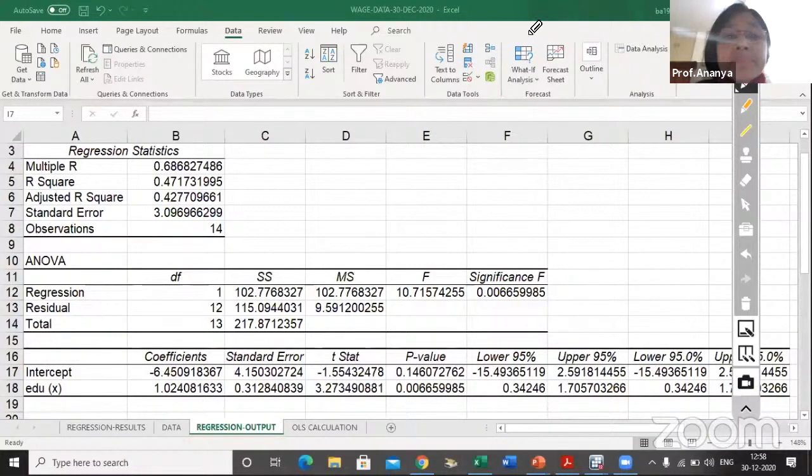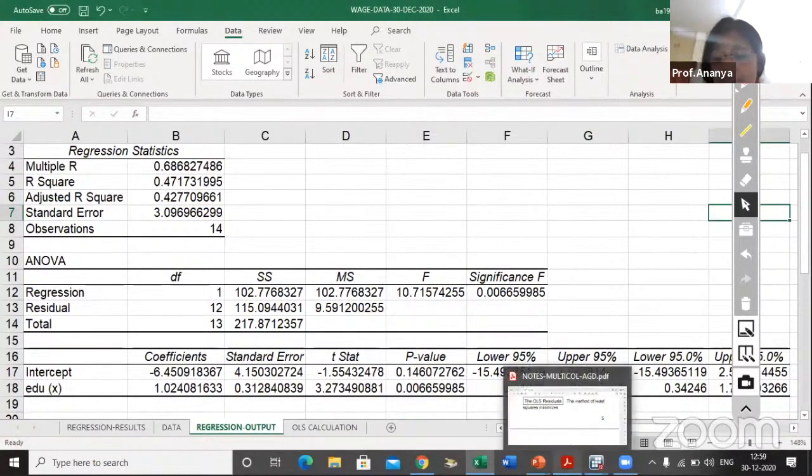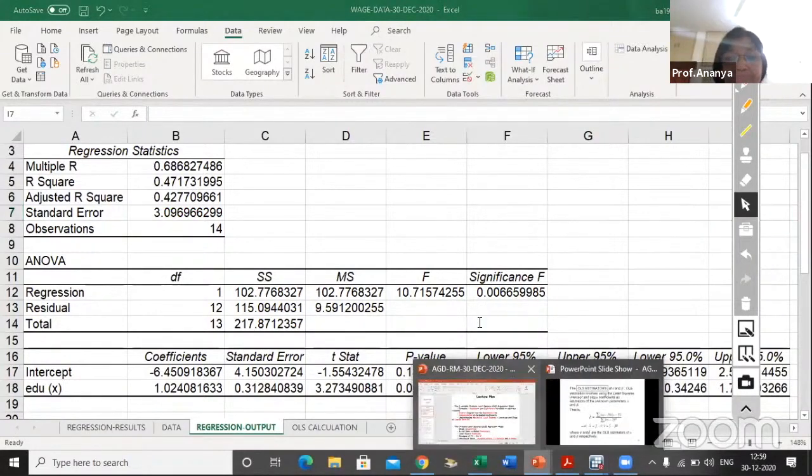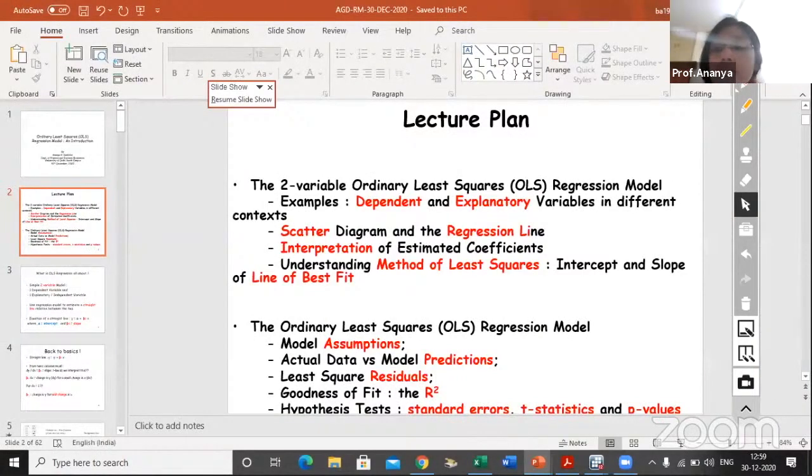As you can see, there are these standard errors, there are these t-statistics. To understand how we get all of those, we really need to delve a little deeper into the regression model, understand the assumptions underlying the model, and that is what I'll be moving to right now.